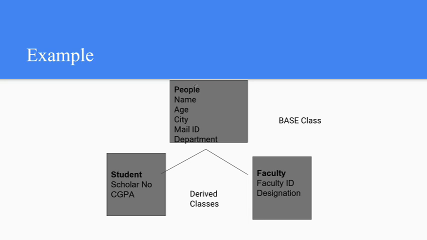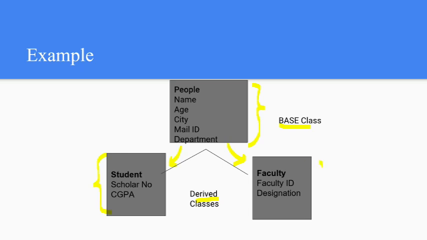This is another example. We define the base class as people and it has name, age, city, mail ID, department, etc. So this is the base class, right? And we take this base class and make its derived class. So these student, which is scholar number, CGPA, are the properties of a student, but they are also people, right? So they are going to take the properties of this base class into the derived class. But why? This is why, because this is the most general description of a person, and these are more specific.